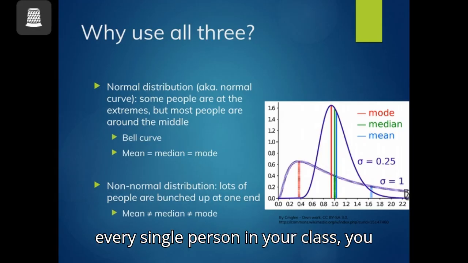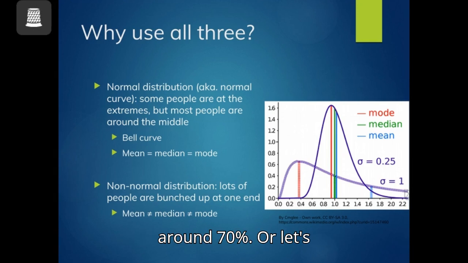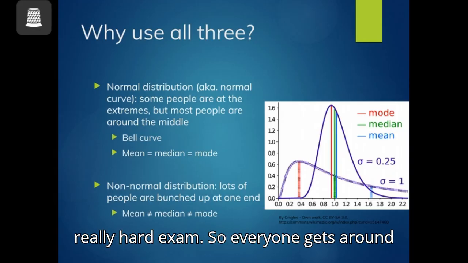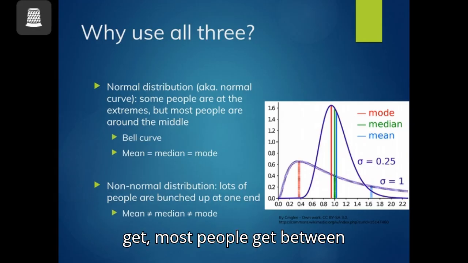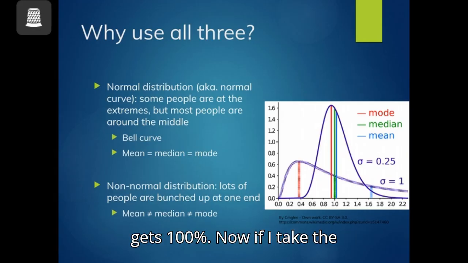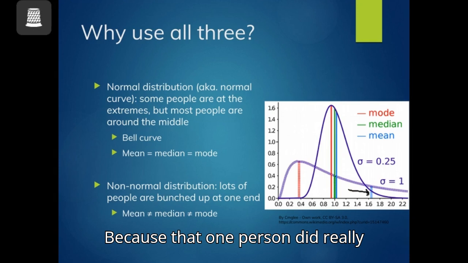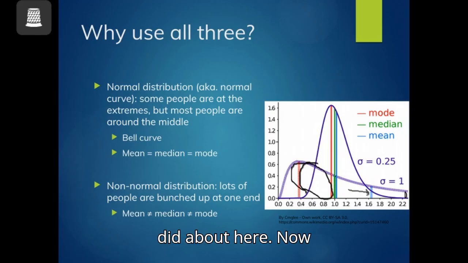Because think about, let's say every single person in your class has an exam, and everyone makes around 70%. Or let's say everyone makes around 50%, because this is a really hard exam. We'll say most people get between 30 and 60%. And then you have that one person who gets 100%. Now, if I take the average, that one person's 100% is going to push the average this way, because that one person did really well, even though everybody else did about here.